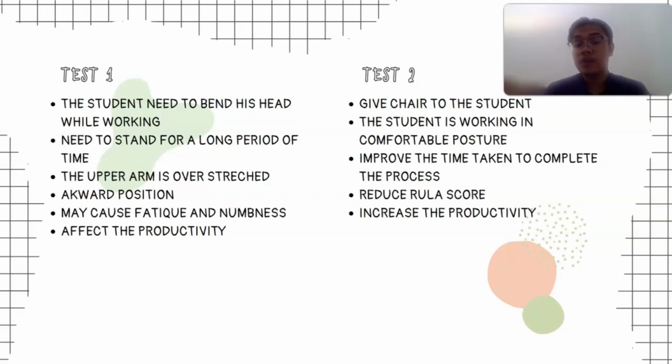For test 2, we give a chair to the student. We can see the student is working in a comfortable posture. So we succeeded in improving the time taken to complete the process. We also reduced the RULER score and increased the productivity.